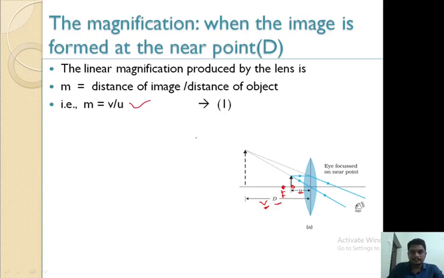Now I want to rewrite this expression by using the lens formula. What is the lens formula? 1 by f equals 1 by v minus 1 by u. I want to take 1 by u common from this expression.